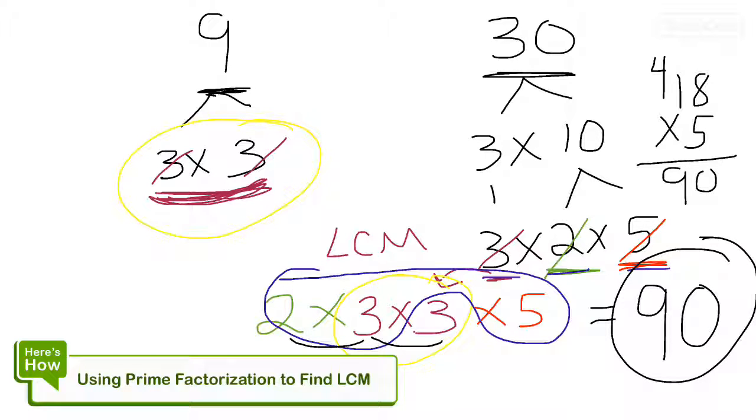Now, if this skill feels shaky for you right now, it's okay. This is a hard skill. This is a skill that takes a while to get down, especially when we pair it with finding GCF using prime factorization. It gets kind of confusing to go back and forth between the two skills. So stick with it, keep practicing, you got this.